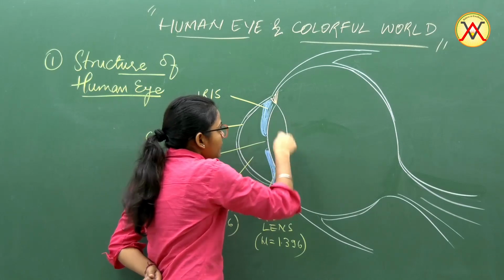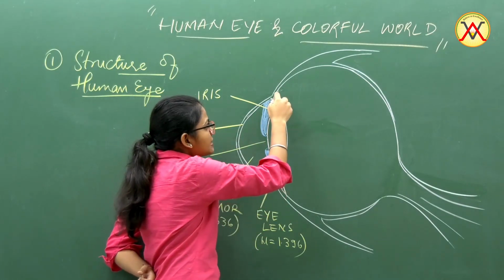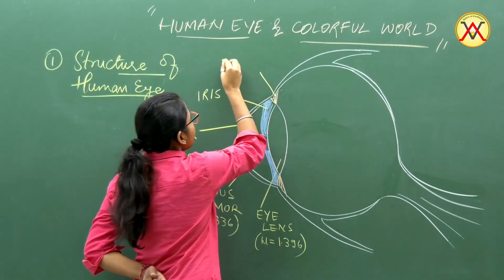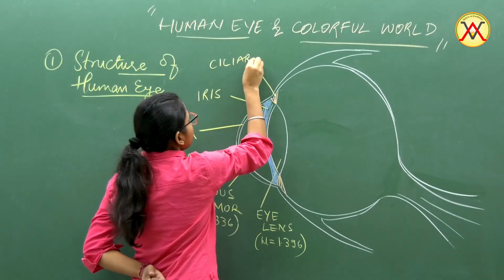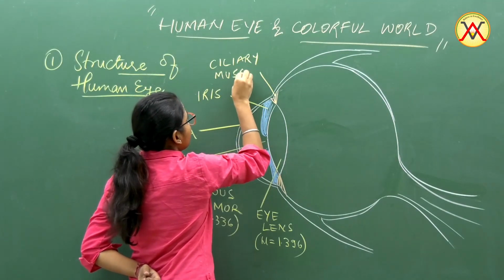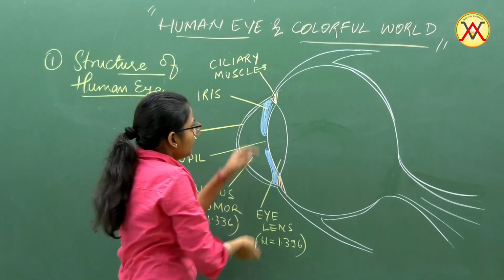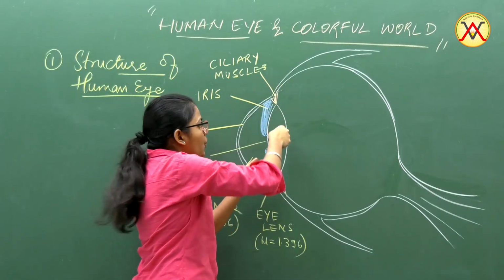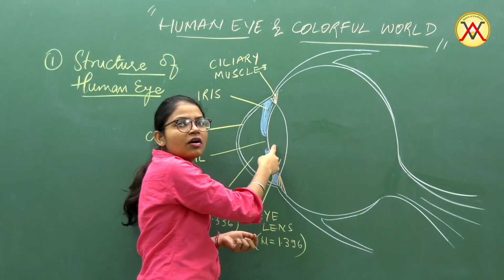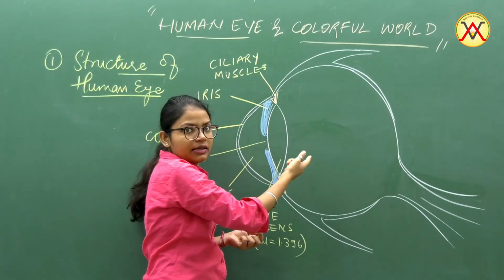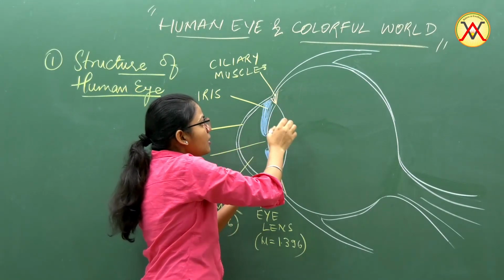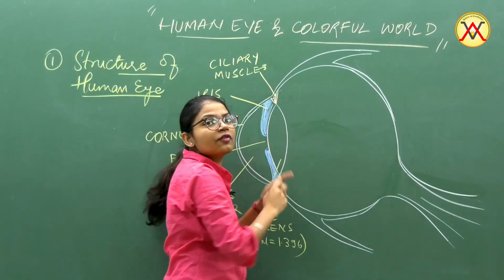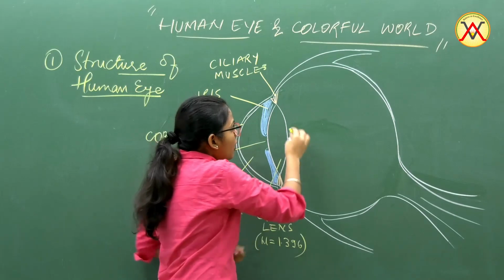Now, this is our eye lens. Eye lens is connected by these fiber-like structures which are known as ciliary muscles. Now the functioning of these muscles: when these muscles tighten, they decrease the curvature of our eye lens, hence increasing the focal length. And when these muscles loosen, they increase the curvature of your eye lens, decreasing the focal length.